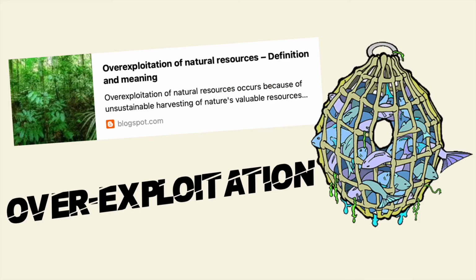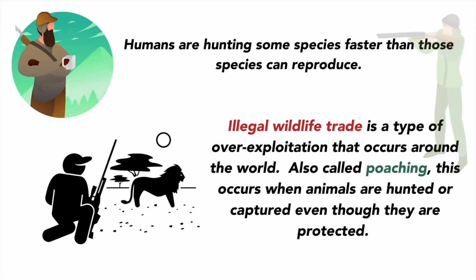Another threat to biodiversity is overexploitation, which is the hunting or taking of a natural resource, such as animals or trees, faster than the population can reproduce, which often leads to extinction. Humans are hunting some species faster than those species can reproduce. Illegal wildlife trade is a type of overexploitation that occurs around the world.